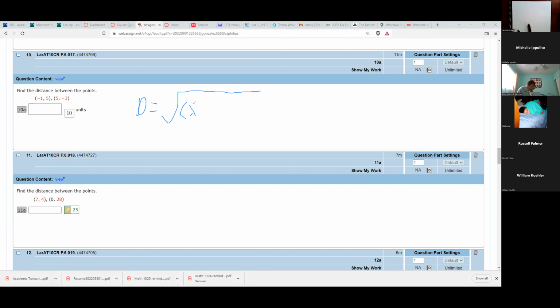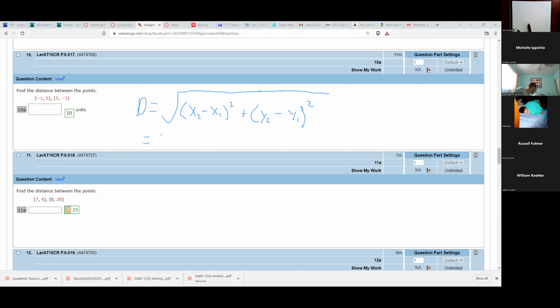the second x value minus the first x value, plus the second y value minus the first y value, squared. So this right here will give you your distance between these 2 points. Okay.